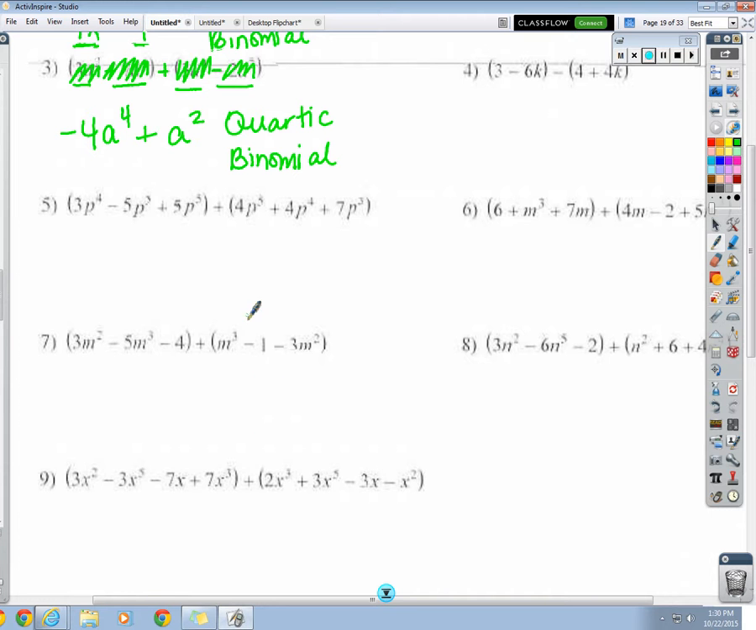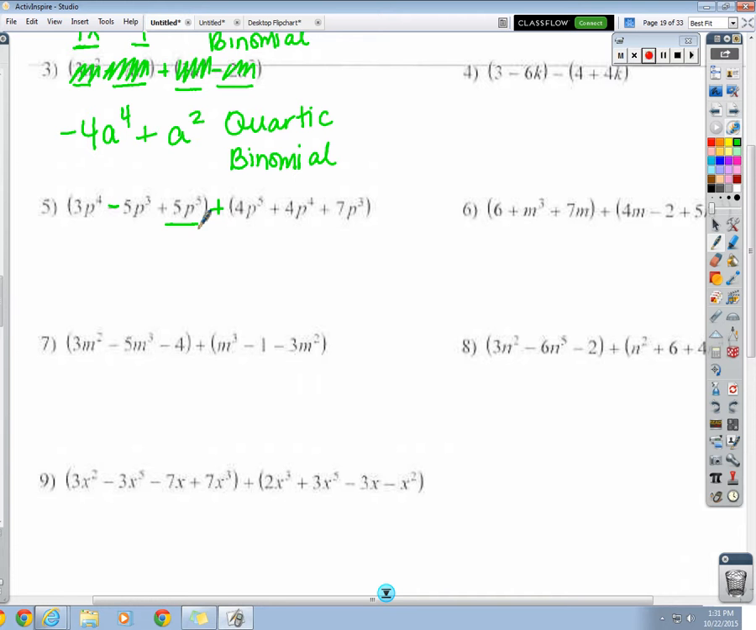Okay, number 5. We have 3p to the 4th minus 5p cubed plus 5p to the 5th plus 4p to the 5th plus 4p to the 4th plus 7p cubed. All right, do we need to distribute that middle sign? No. So we're ready to combine like terms. But if we want them in standard form, we might as well start with the exponent that's the largest. In that case, here's a 5. So we need to start with that 5p to the 5th, and it can be combined with, right, and since we're adding, 5 plus 4 is 9p to the 5th.